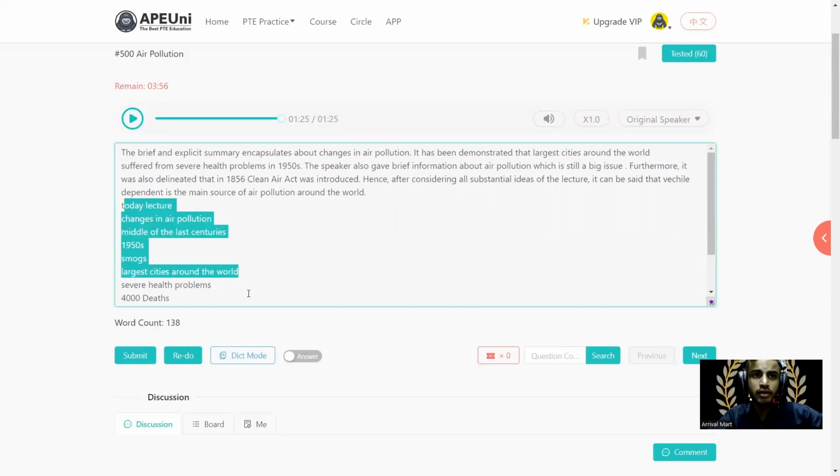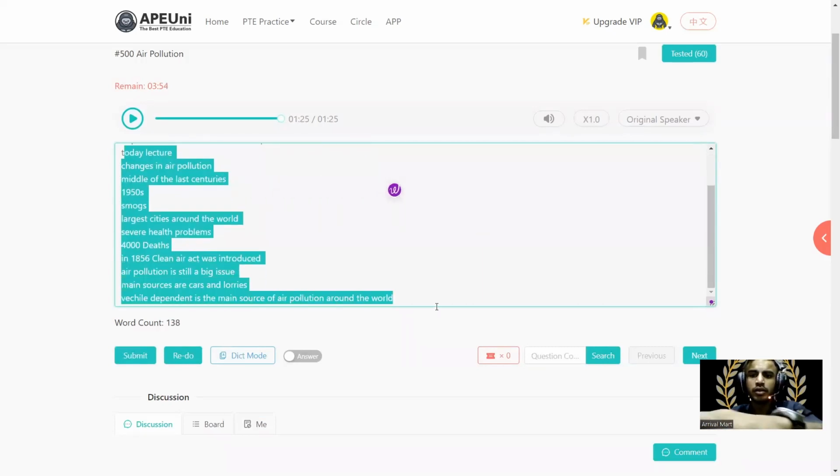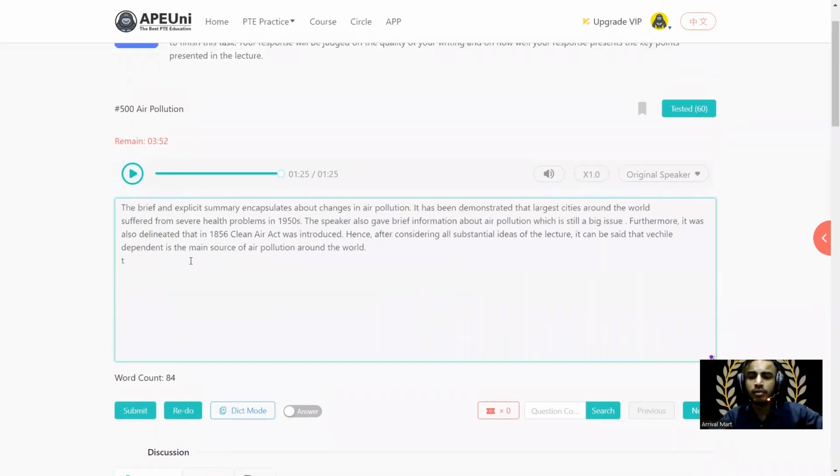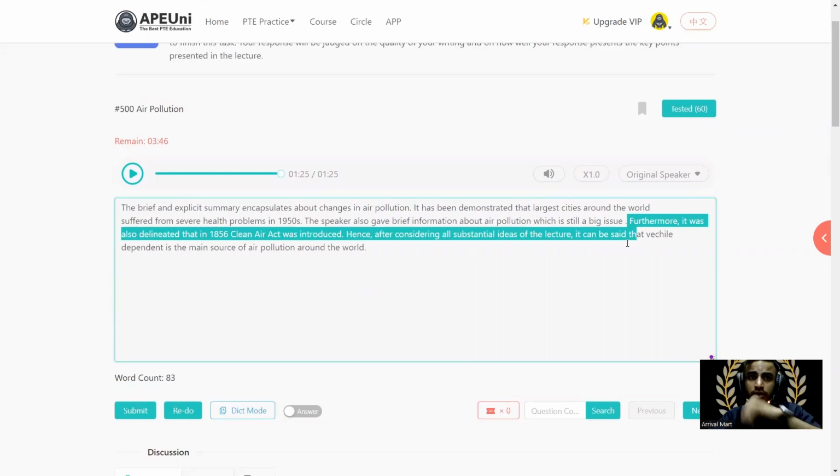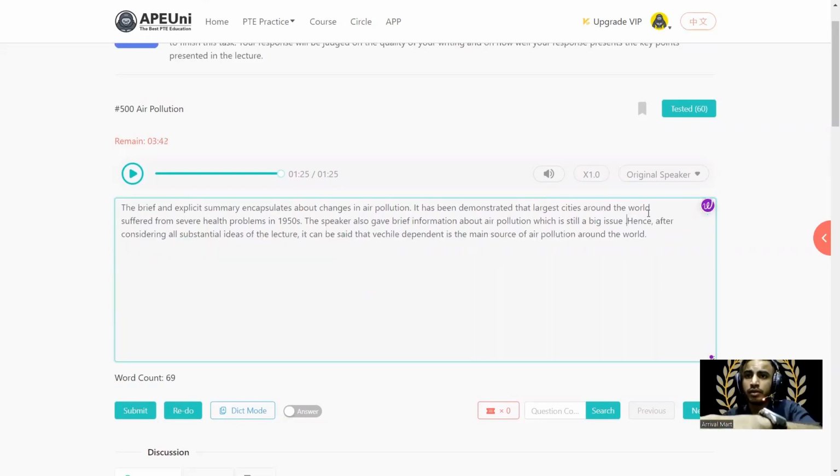Okay, now let's see how many words. Oh my god, I'm already at 84. I need to remove more things. Furthermore, it was also in that. Okay, I need to remove this. It will be okay. Okay, I am at 69. 1950s.